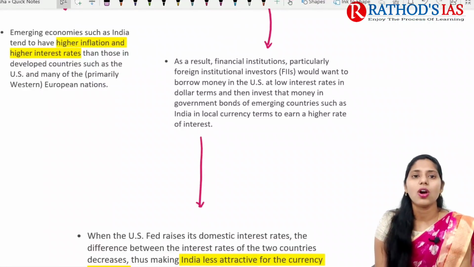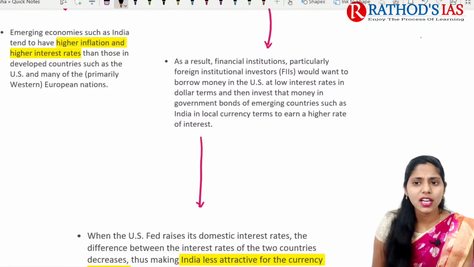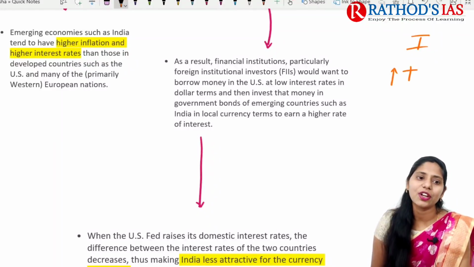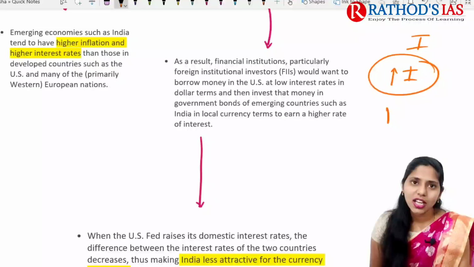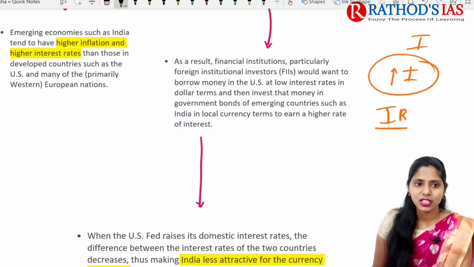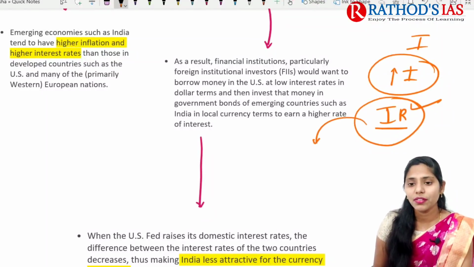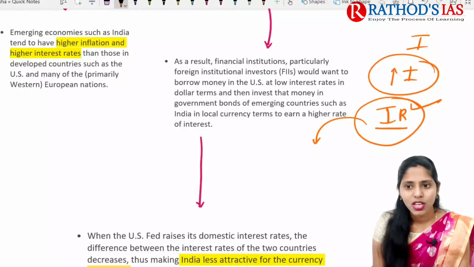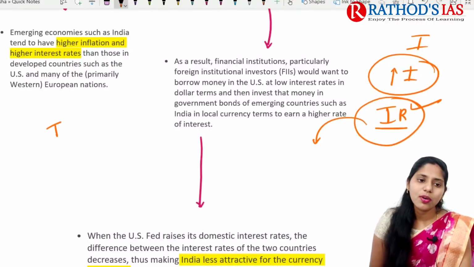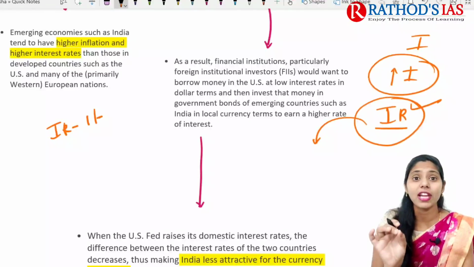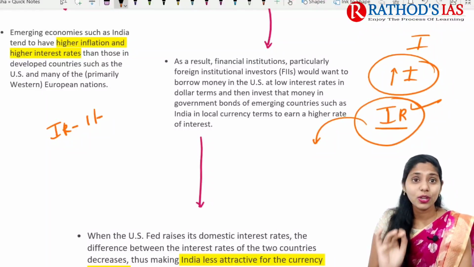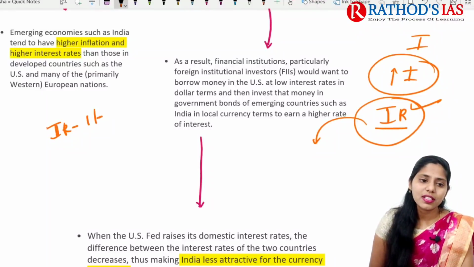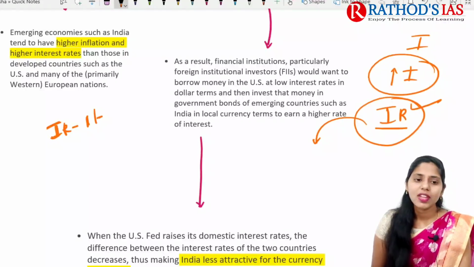For example, in India we commonly see a high rate of inflation, and we can see a high interest rate when comparing with developed countries like the US. So for example, if you are talking about interest rate in the US, it is like 1 rupee. I'm giving a hypothetical example to make you understand this concept. For example, interest rate in the US is 1 rupee, and interest rate in India is like 3 rupees.